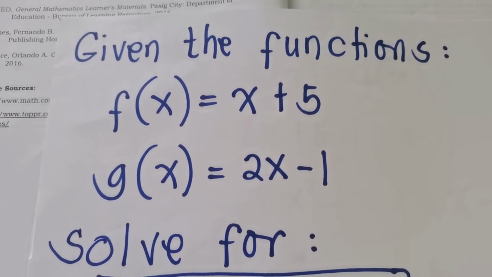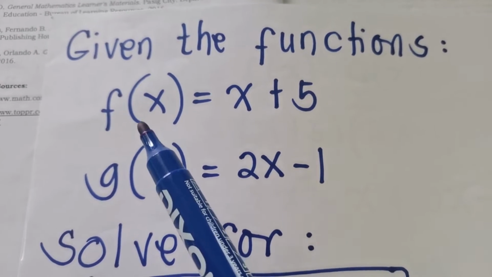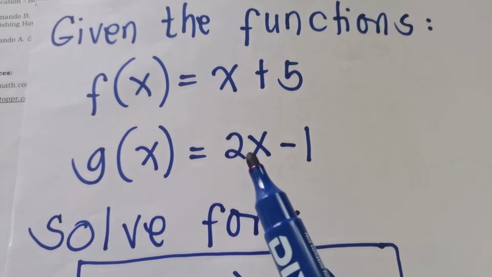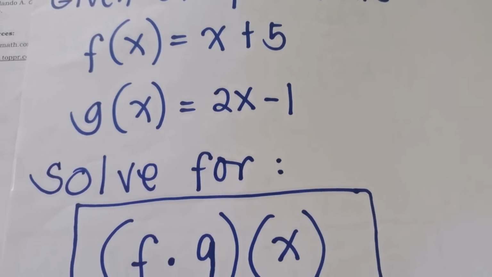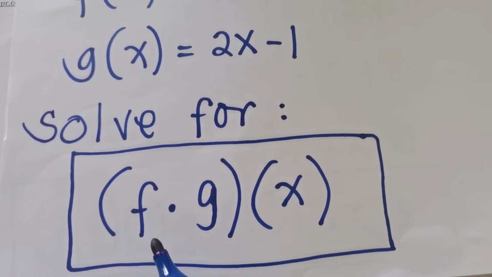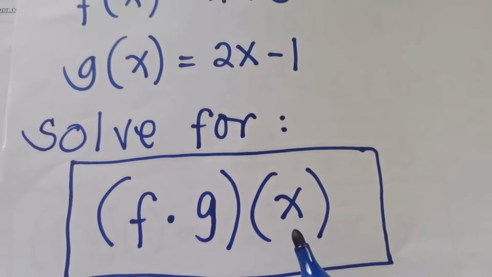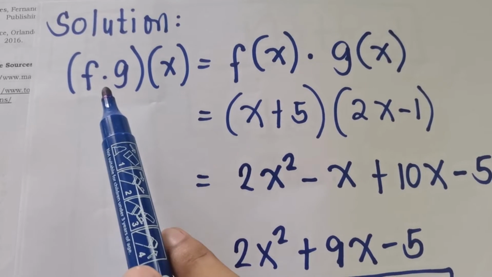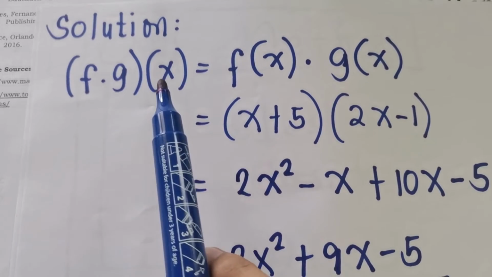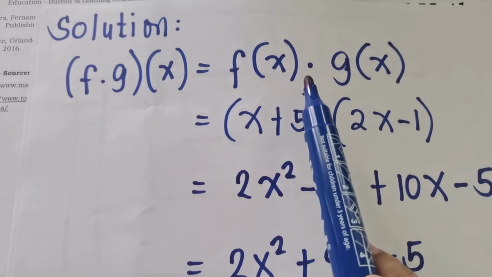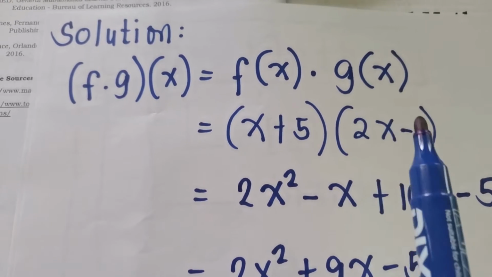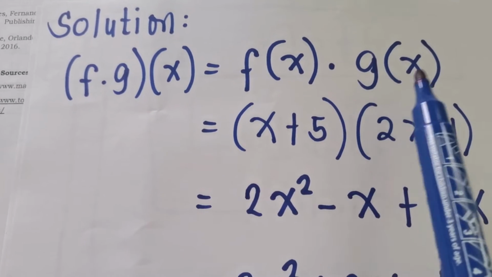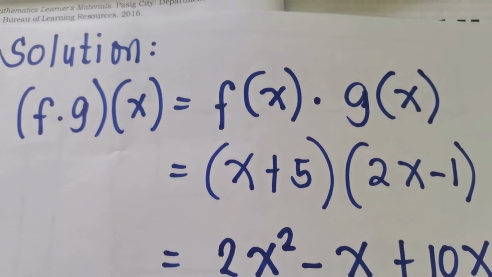Given the functions f of x equals x plus 5 and g of x equals 2x minus 1, we are going to solve for the quantity f times g of x. For our solution, the quantity f times g of x is just equal to f of x times g of x, using our definition. Then we will replace f of x and g of x using the given functions.